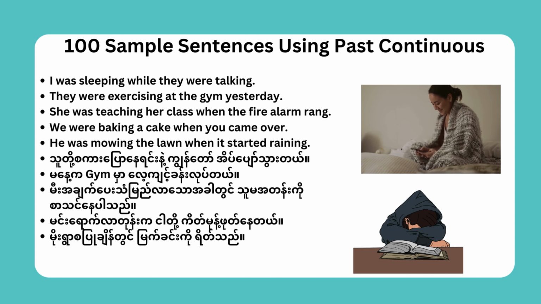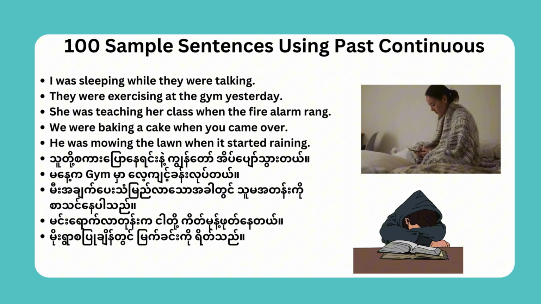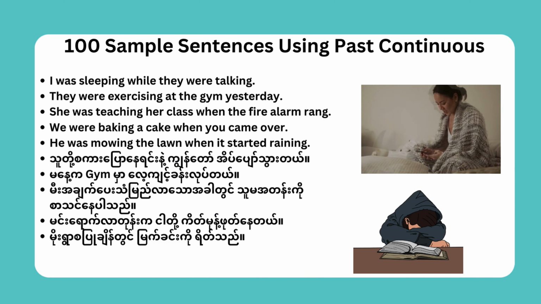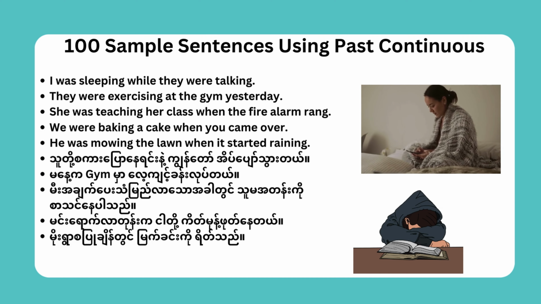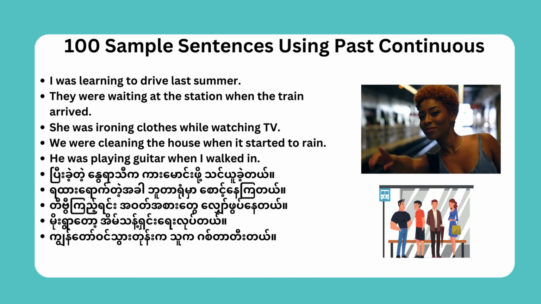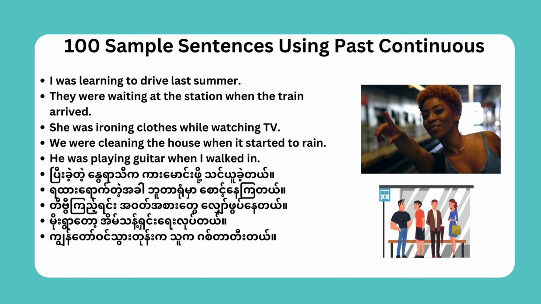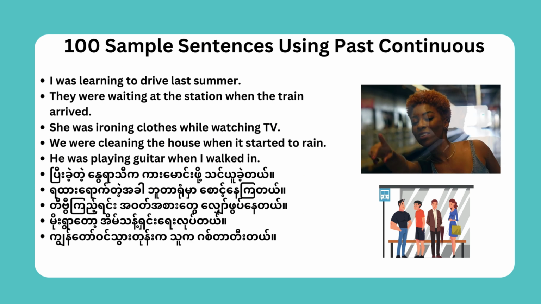They were exercising at the gym yesterday. She was teaching her class when the fire alarm rang. We were baking a cake when you came over. He was mowing the lawn when it started raining. I was learning to drive last summer. They were waiting at the station when the train arrived.